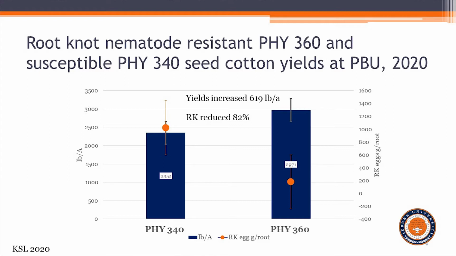Phytogen 360 supported 82% less root knot than 340. That is really good. No nematicides or anything, just genotype. The yields were increased 619 pounds. Now that's seed cotton, but there's no nematicide, just from the genetics of the cotton crop. We got 619 more pounds of cotton. This looks good. We're excited.